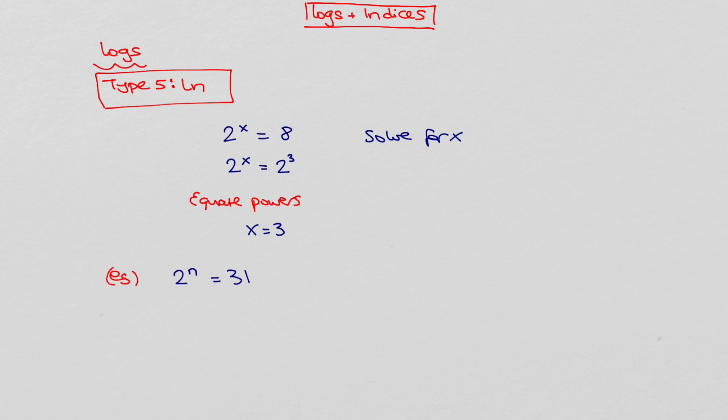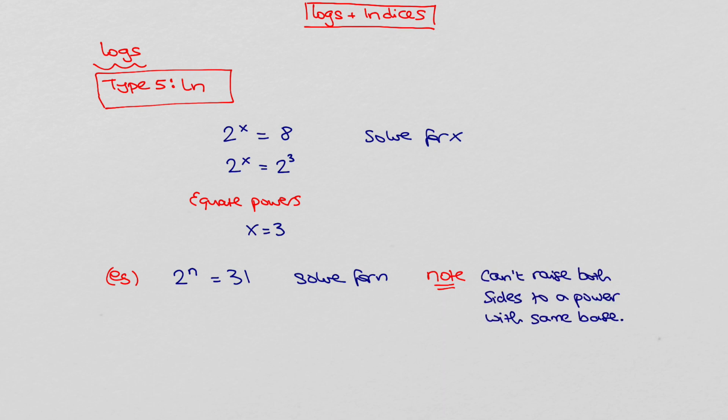So say, for example, we have a question like this, where we have 2 to the power of n equals 31, and we're asked to solve for n. And what we note then is that we can't write 31 as base 2. So there is no power of 2 that will give us an answer of 31.